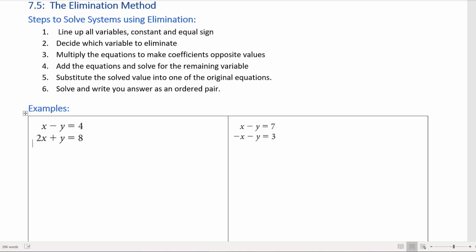Then you're going to add the equations together and solve for that remaining variable. Step 5 and 6 are very similar to the last two steps on the substitution method. Once you have one value, just plug it in and solve for the other value, which is the same as we did on substitution.